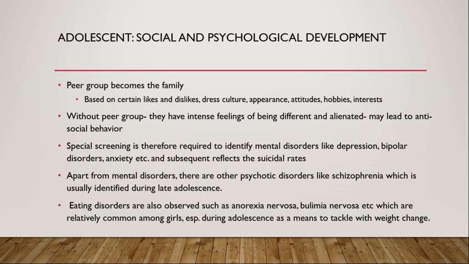Now, apart from mental disorders, there are psychotic disorders like schizophrenia, which is usually identified during the late adolescence phase. Eating disorders are observed, such as anorexia nervosa, bulimia nervosa, etc., which are relatively very common among girls, especially during adolescence, to tackle the challenge of having a good physical appearance, to tackle the weight gain issue. So they are consuming very little or not consuming at all. So this is again one of the significant things visible during your behavioral and social development in adolescent life.